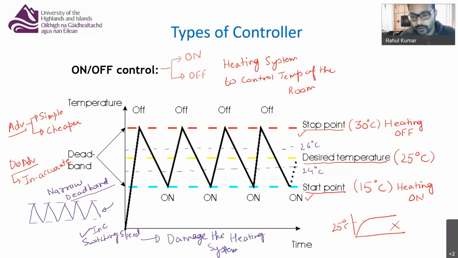even if you turn on and off an electric bulb, right, which provides light. If you turn it on and off at a very fast rate, your bulb will get damaged, right? We have to change the bulb if we do that, right? So it is not advisable to reduce the dead band to increase the accuracy. It will damage the system. Okay.